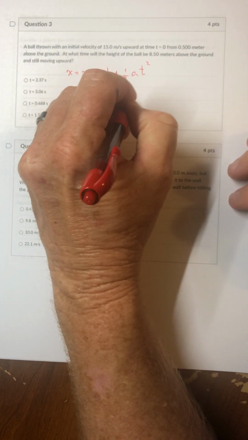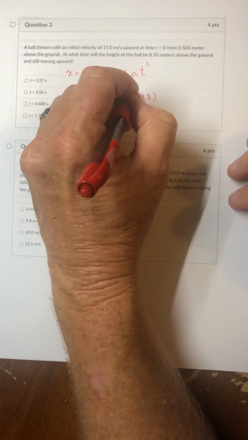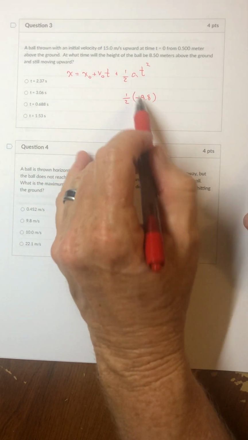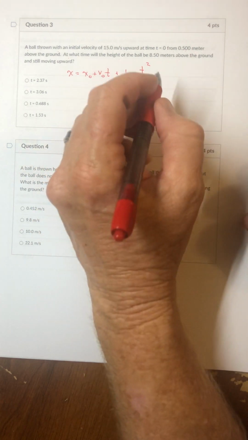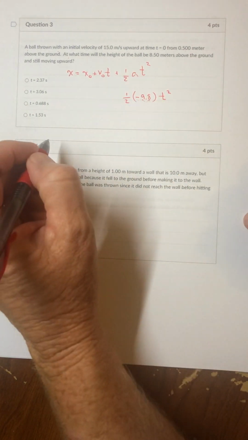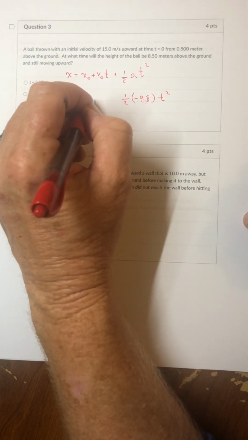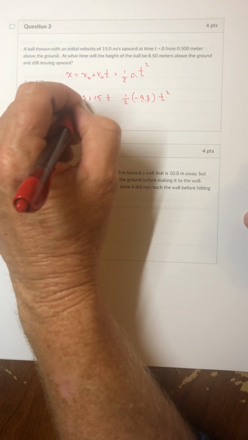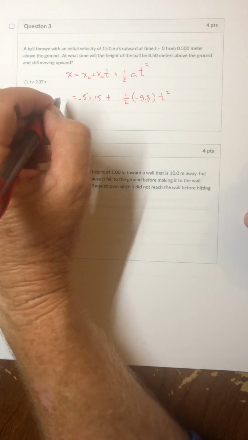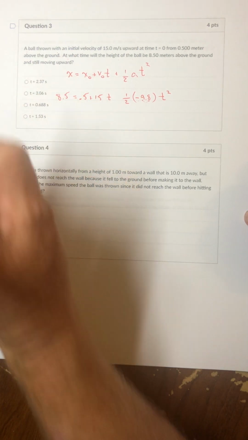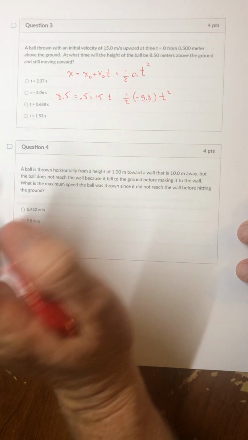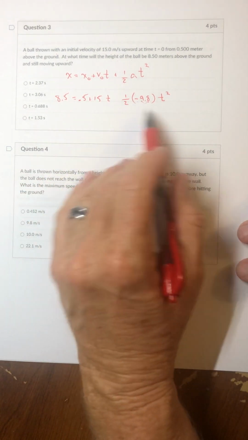And part of this is to recognize that for projectile motion, or any kind of motion under the effect of gravity, the acceleration is a negative 9.8. Of course, the initial speed would be 15, and the initial height is 0.5. And we're looking for the time that it's at 8.5. So we got a little harder math. It's a nice quadratic equation, so there's going to be two answers.